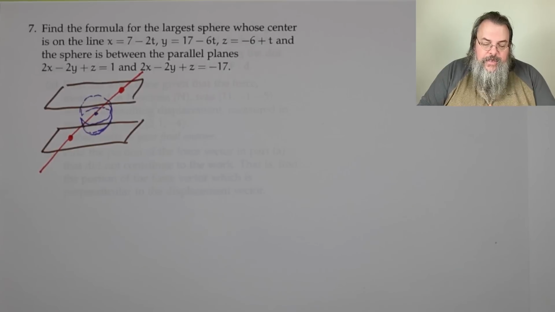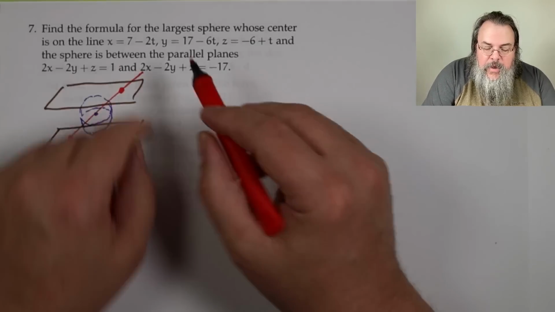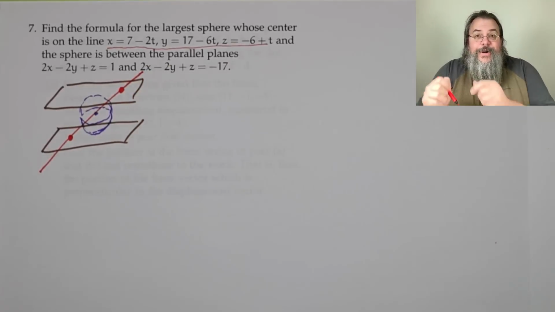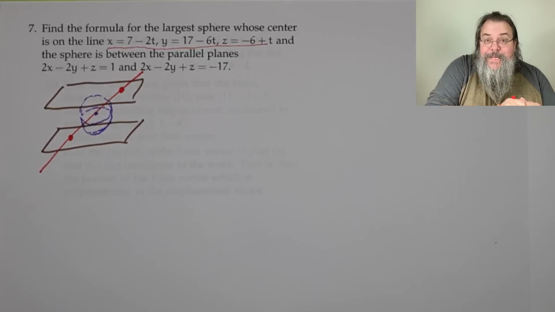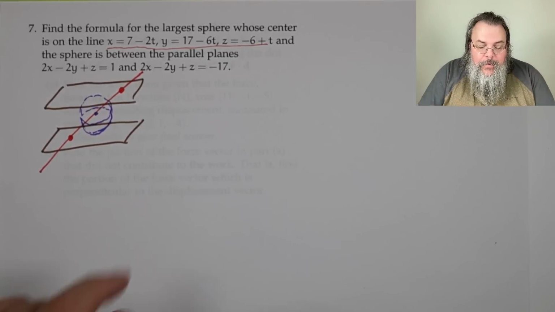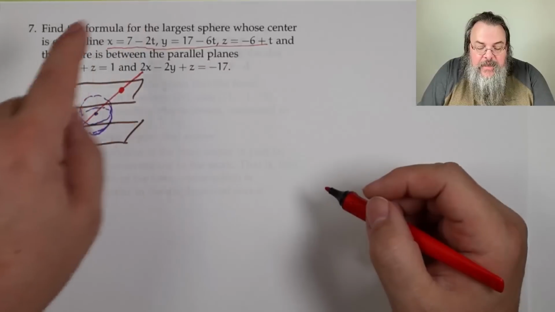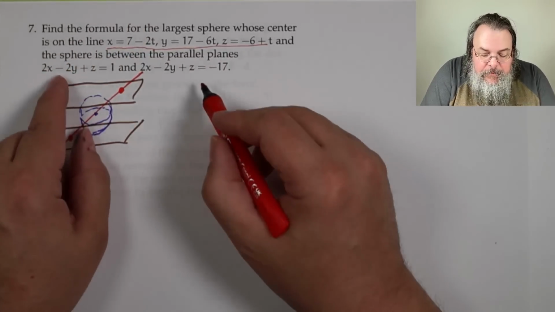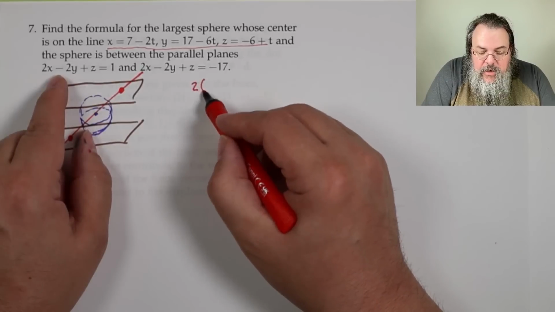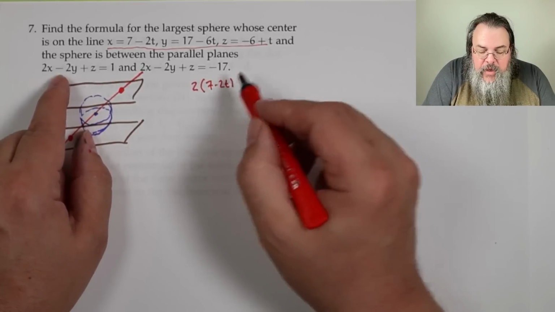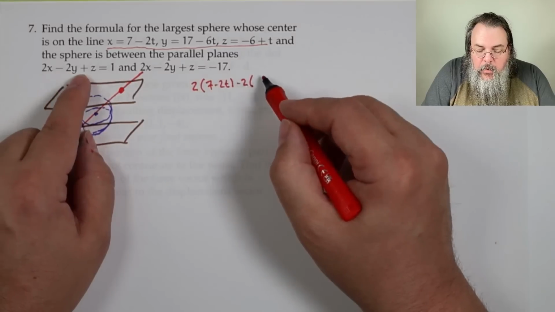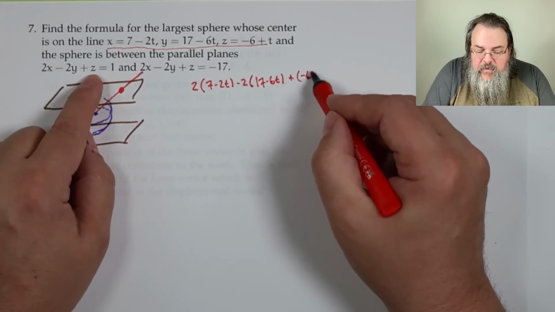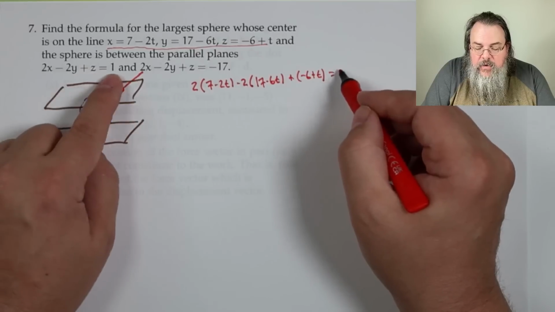So what do we get? We have a line. How do we find where a line intersects a plane? Well, what we do is we plug the line into the plane. So let's go ahead and start. We're going to take 2x minus 2y plus z equals 1.